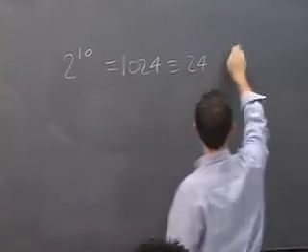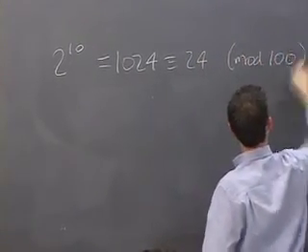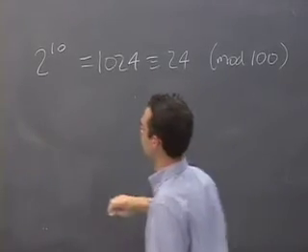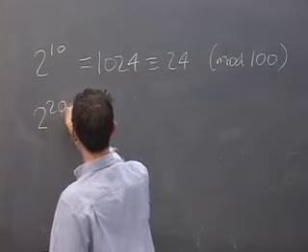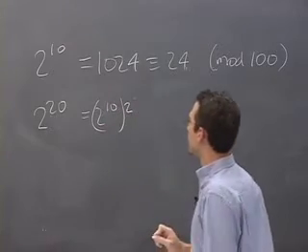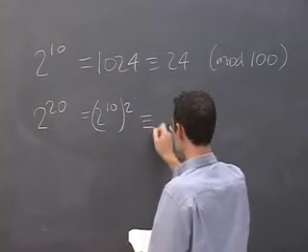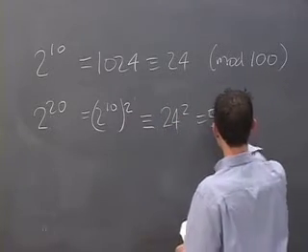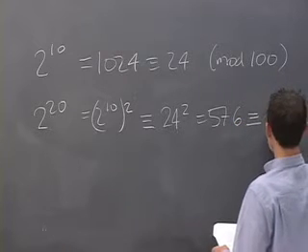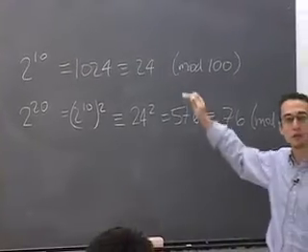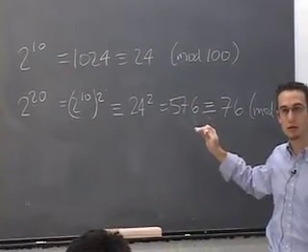Well, 2 to the 10 is 1,024, which is congruent to 24 modulo 100. I do this in part because it's just useful. You have to get used to writing things in this kind of notation. If I square this, 2 to the 20 is 2 to the 10 squared. And that means this is 24 squared modulo 100, which is 576, which is congruent to 76 modulo 100. Are there any questions about the computation so far? Is this clear to everyone?